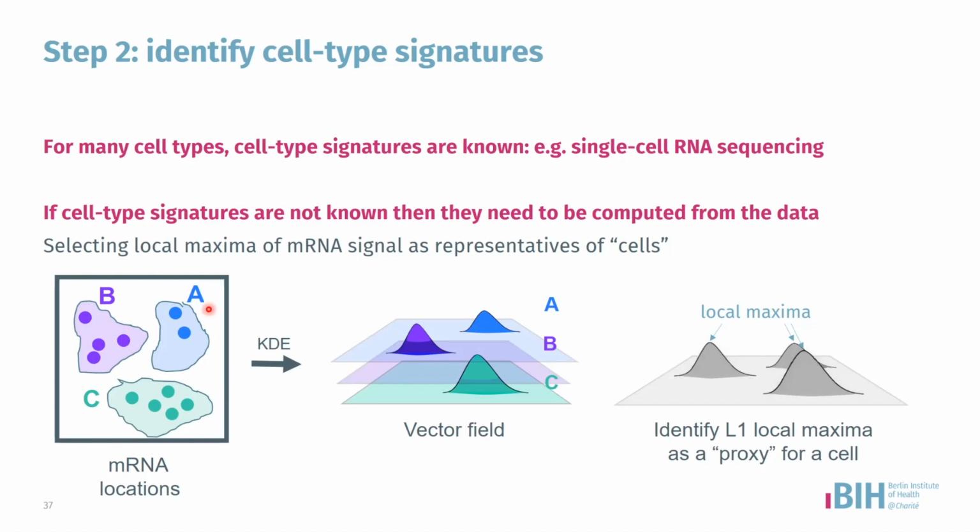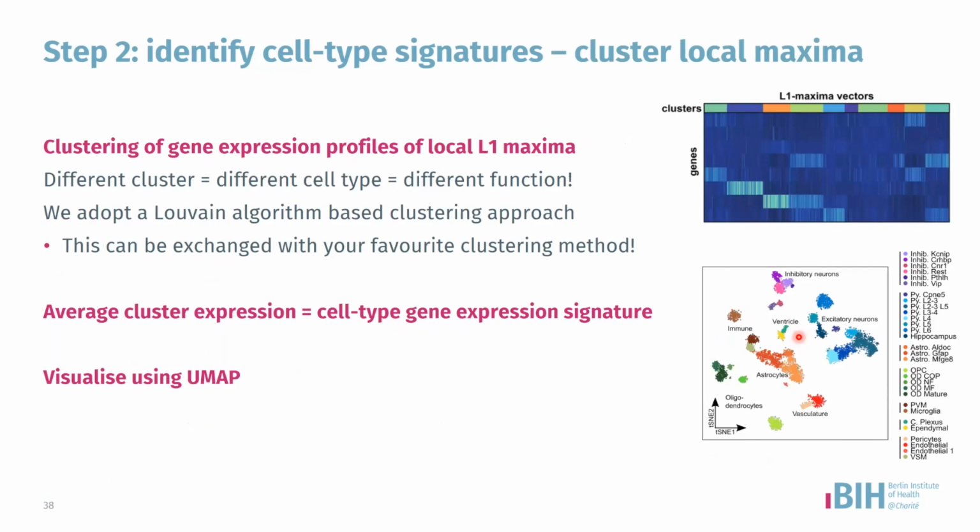To go through the steps, we would have our original image of mRNA locations originating from different cells, in this case A, B, and C. We would apply the kernel density estimation to create these clouds of gene expression over the tissue. And then we would look at, within this vector field, where are the locations of the highest local gene expression, which we call local maxima. At that precise pixel, we would sample the gene expression and then put this forward to standard single cell analysis methodologies such as clustering and annotation.